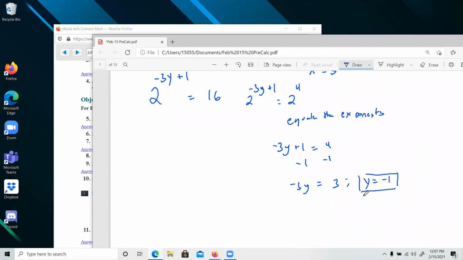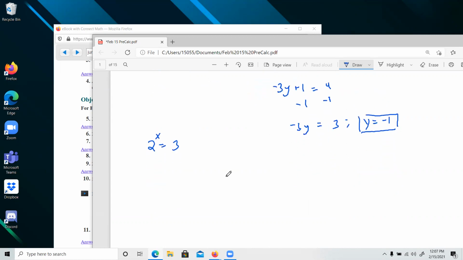There's an obvious question here, and that question is, what do you do if you can't make them the same base? Like, what if I do something like 2 to the x is equal to 3? Well, there is no way I can make 3 2 to some power. I mean, you can, but there's going to be a lot of guessing as to how this works.